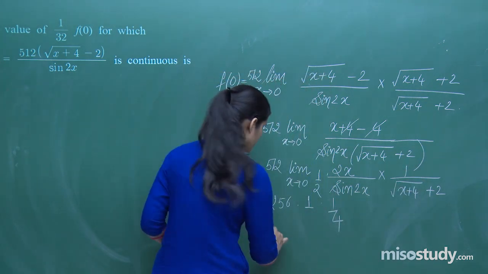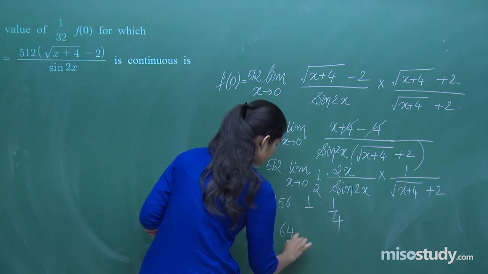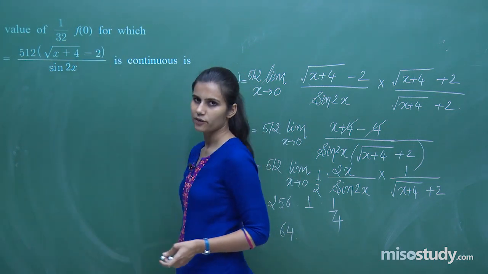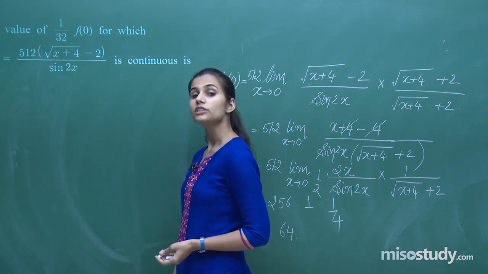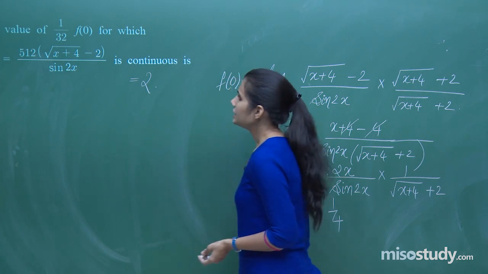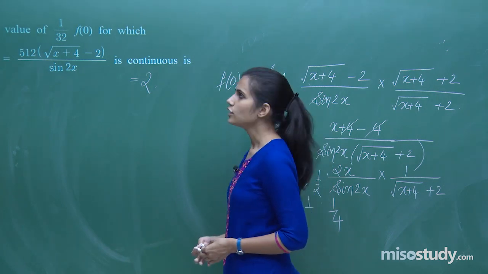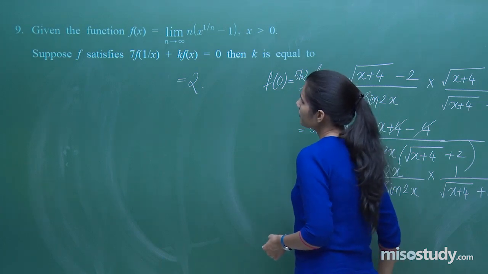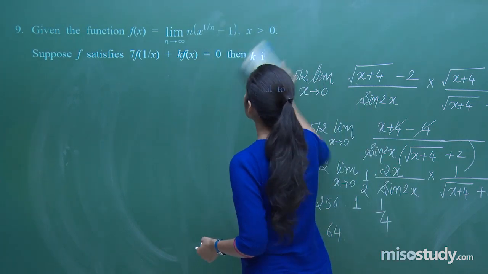So you get what? 64. f(0) is 64, so 1 by 32 times f(0) is 1 by 32 into 64, which is 2. So the integer associated to this question is 2. 32 into 2 is 64. Next you have given the function this, x greater than 0.